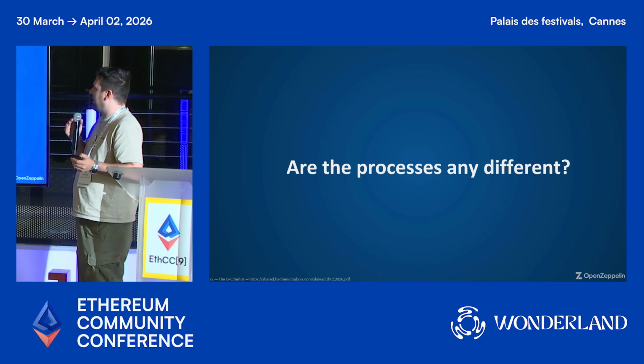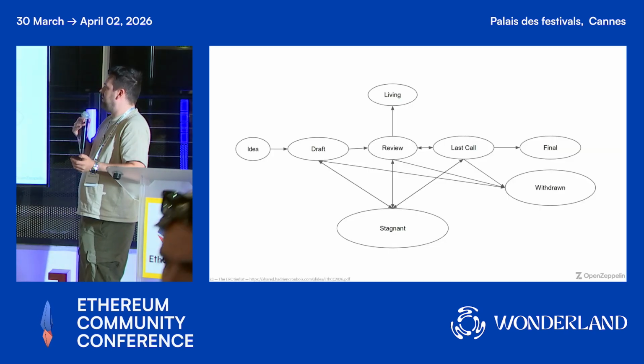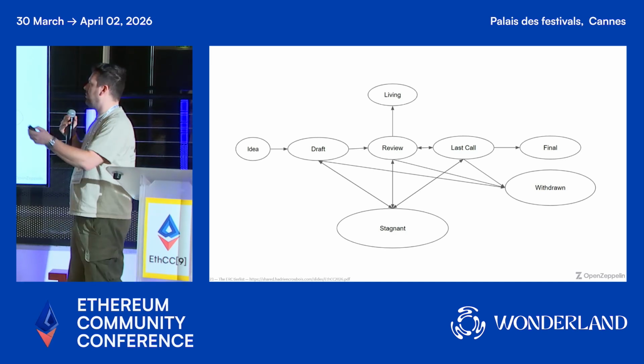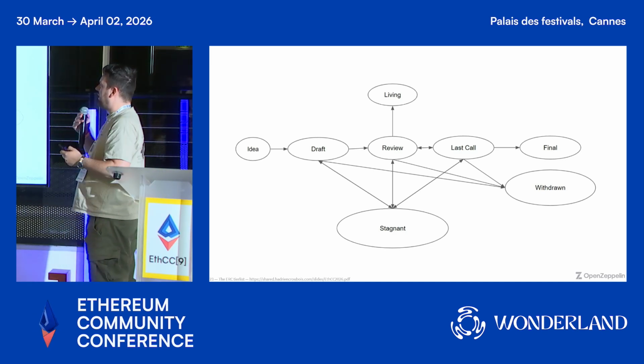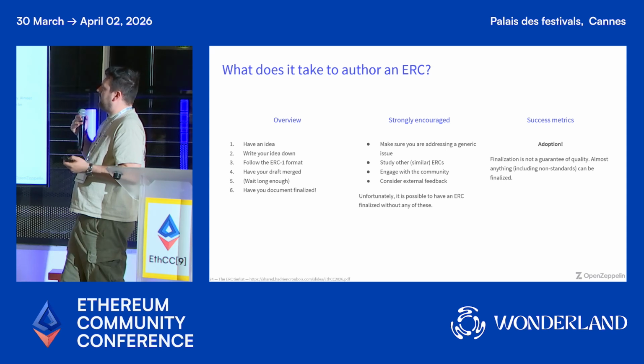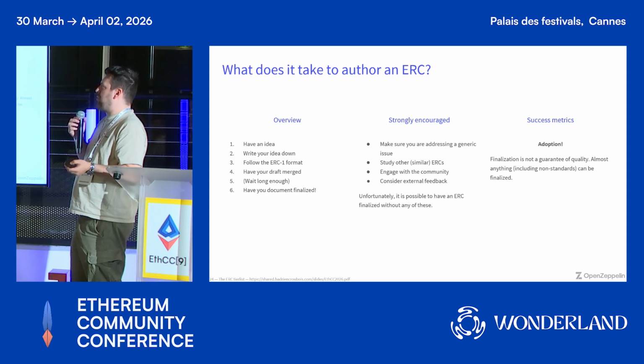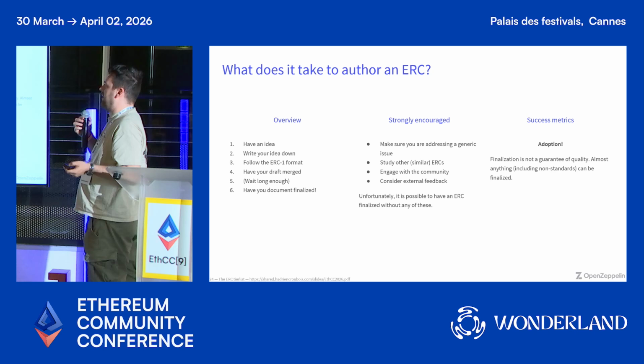So why is that? Why is the process any different? Because they all have to go through the same thing. They have an idea and they have to go through different loops up until it's finalized. And this is very different. If you want to author an ERC, you have your idea, you write it down, you follow the format, you get it merged, and that's basically it. And there is no guarantee of quality. That's why it's quite easy to build a final ERC.